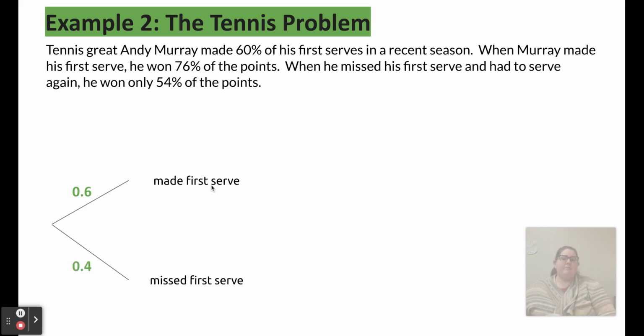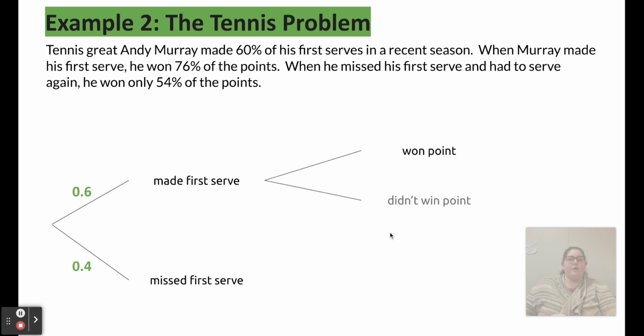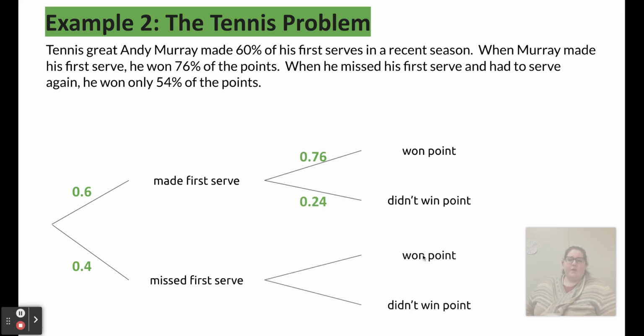Then from there, after he makes the serve, eventually he's either going to win that point or he's going to not win that point. And it tells us that if he makes his first serve, he wins 76% of the points. So the probability of winning the point in that situation is 0.76. And then again, we can work backwards and say that means the probability of him not winning the point is 1 minus 0.76, which is 0.24. Down here, we have the same two options. If he misses his first serve, he's either going to eventually win that point or not win it. So winning the point happens 54% of the time, so 0.54. 1 minus that is 0.46.